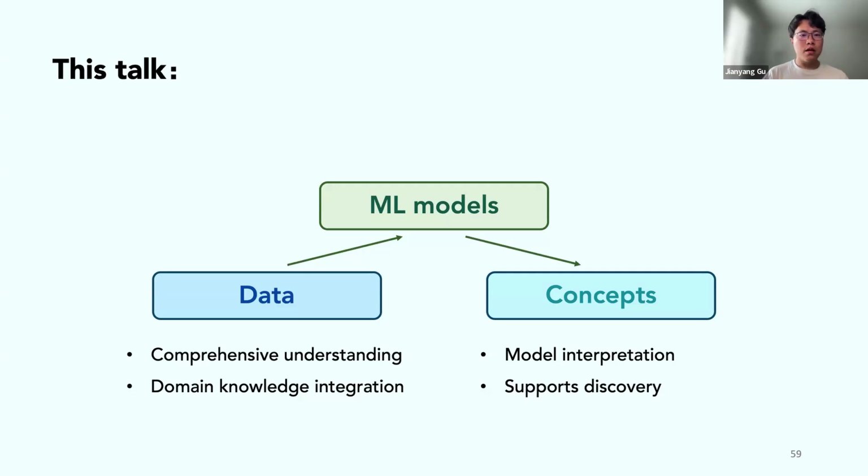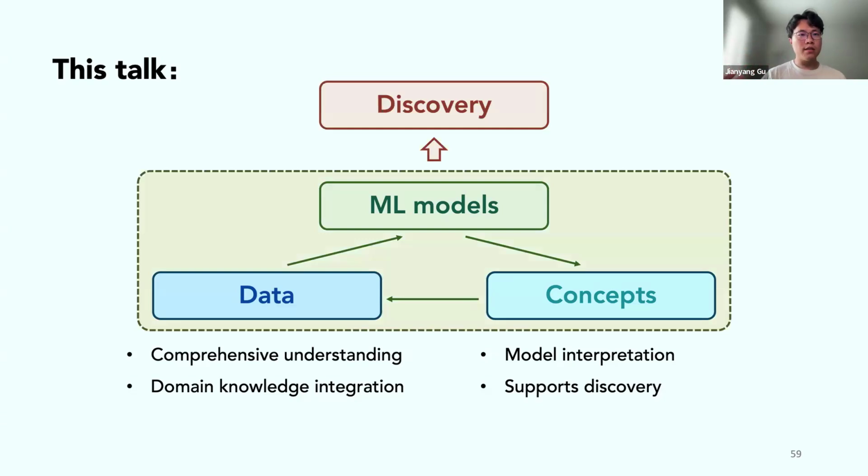And in return, based on these concepts, they can help us understand what data we need if there is a specific task that we need to solve. So it will in turn help us curate new data and collect new data sets. Together, this loop can help us advance scientific discovery. I hope that this is the broad vision of how to incorporate AI and machine learning models to help scientific discovery.